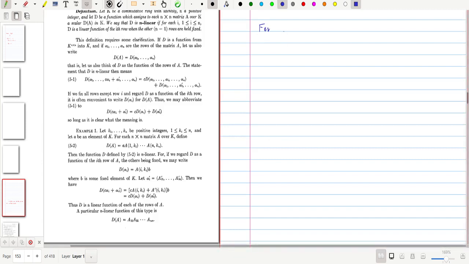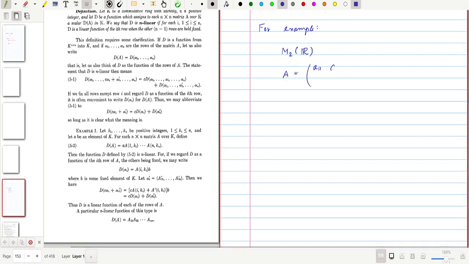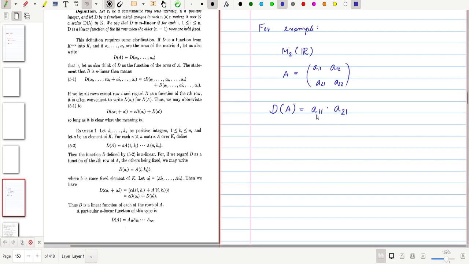For example, consider M2R, and we call a general element of this A11, A12, A21, A22. This is an arbitrary element of this M2R. Then define a map D of A equal to A11 times A21. So we define this as a map: for any arbitrary matrix A belonging to M2R, the value is this, and this belongs to R itself. Okay, so this defines a map from M2R to R.